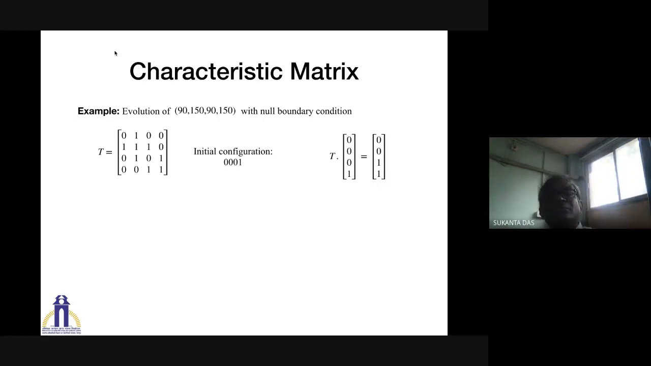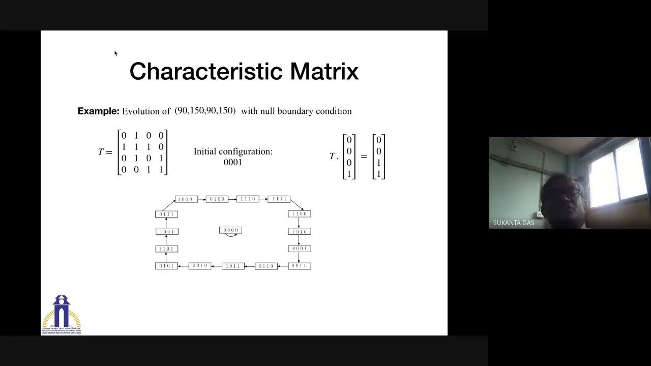Now, if you want to find out the next configuration of 0 0 1 1, then again you multiply T into 0 0 1 1, and you get the next configuration. From the next, you can get again: if you multiply that configuration with T, you get the next configuration in this way. So you'll get the transition of configurations, and it will look like this.